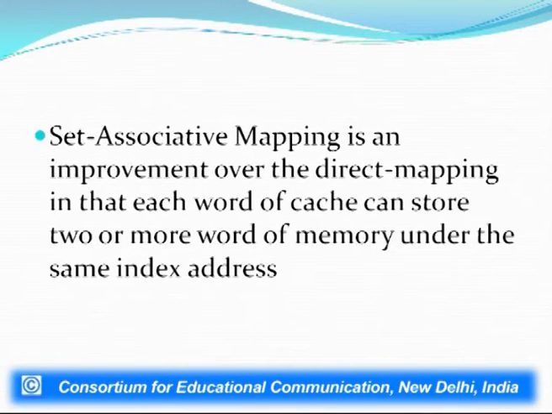Now, another is set associative mapping, which is an improvement over direct mapping. In that, each word of the cache can store two or more words of memory under the same index address. You now know associative mapping and direct mapping, and this is an improvement over direct mapping, that is set associative mapping.